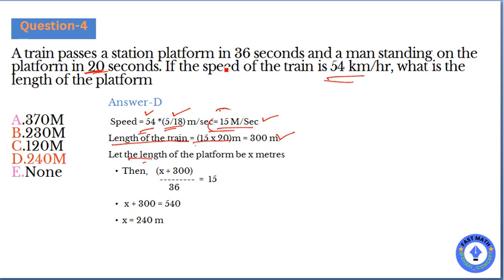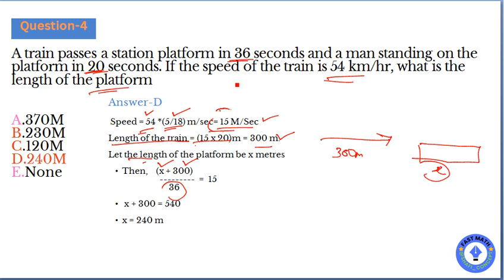As per the problem, what is being asked? What will be the length of the platform? This is the train traveling, and this is the platform the train has to travel. You know the length of the train, which you have already calculated as 300 meters, and the platform length you didn't know, so you consider it as x. That means x plus 300, the length of the train as well as the length of the platform, divided by time. The time to cross this platform is 36 seconds as per the problem.